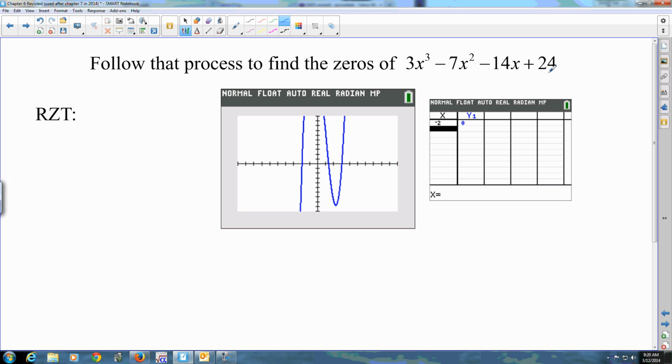First thing I said was do the rational zero theorem. So I've got to get all the factors of 24: plus or minus 1, 2, 3, 4, 6, 8, 12, and 24, over all the factors of the leading coefficient. Now, to write them out, it would be all of those over 1.